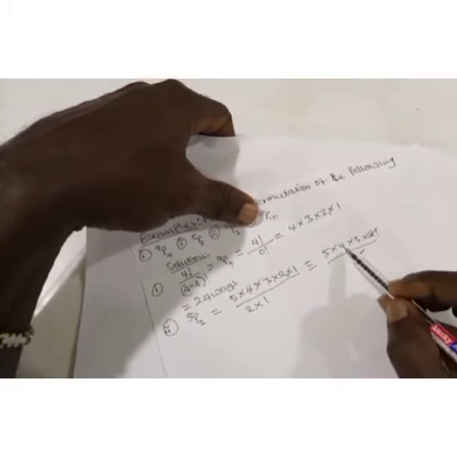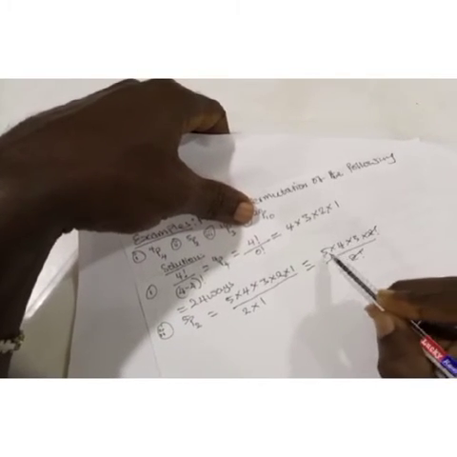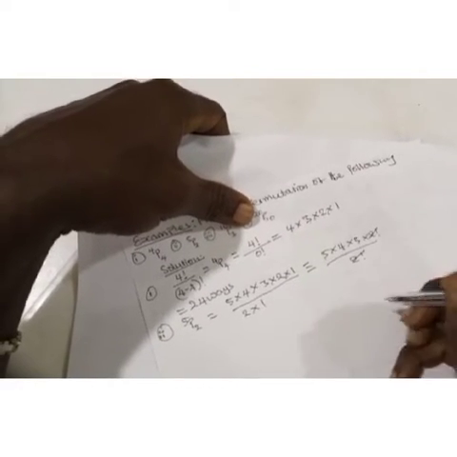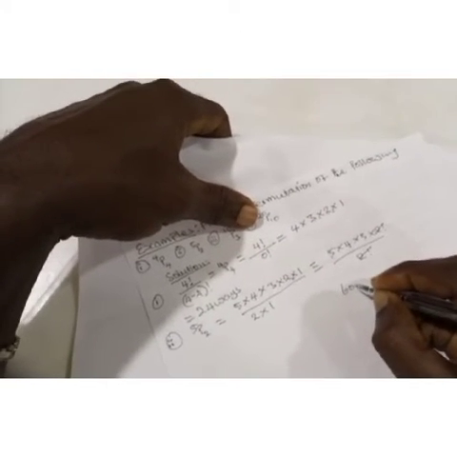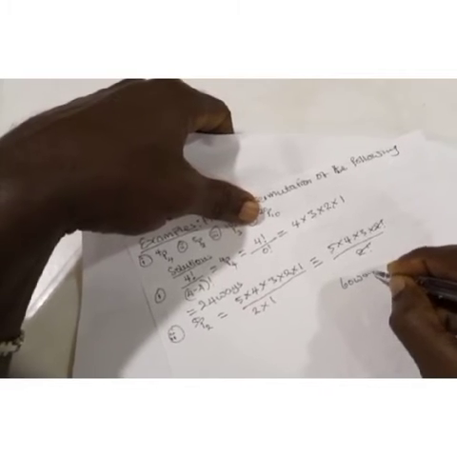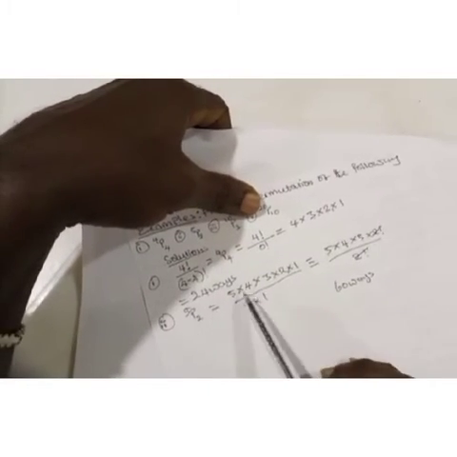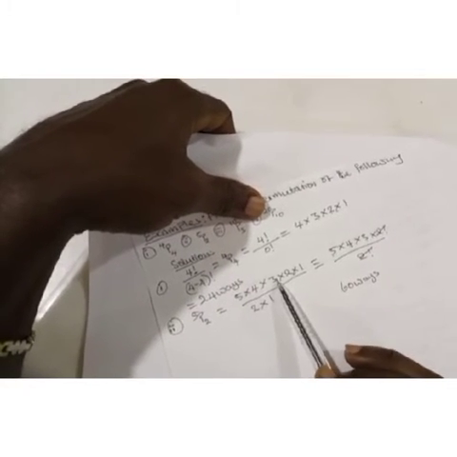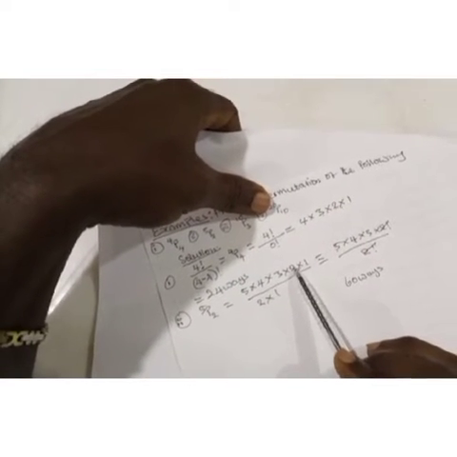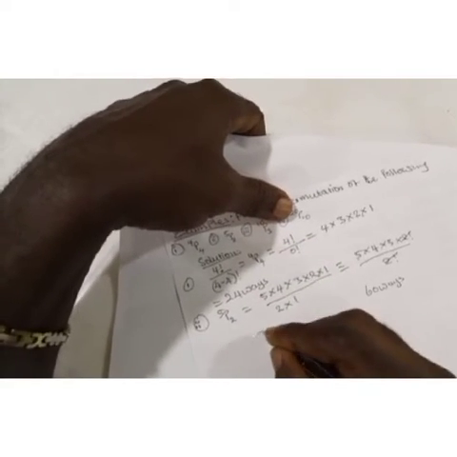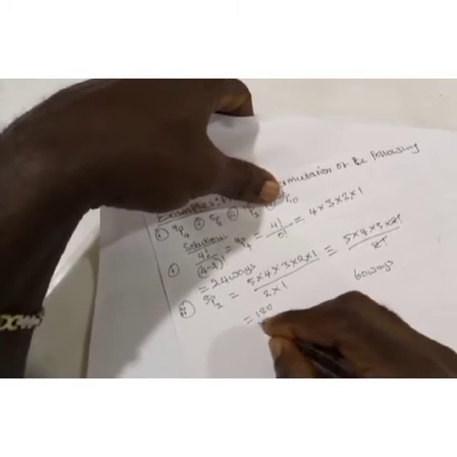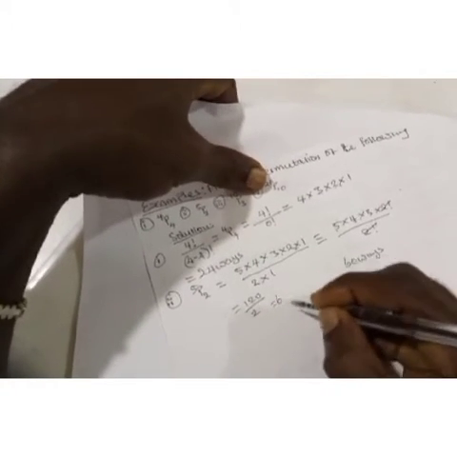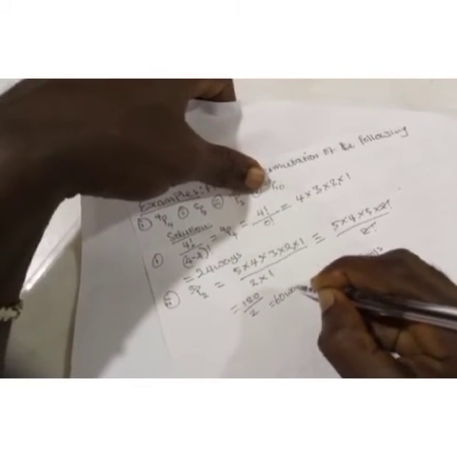So 5 times 4 is 20. 20 times 3 is 60. So here we have 60 ways. But when you do the other one, you say 5 times 4 is 20, 20 times 3 is 60, 60 times 2 is 120. So here will be 120 divided by 2, and 120 divided by 2 will give you 60. So it will be 60 ways.